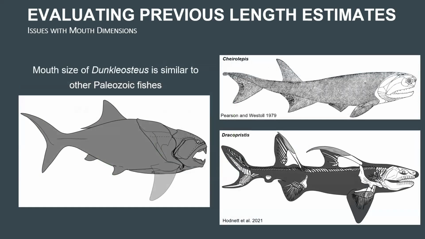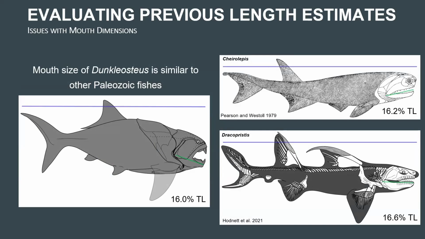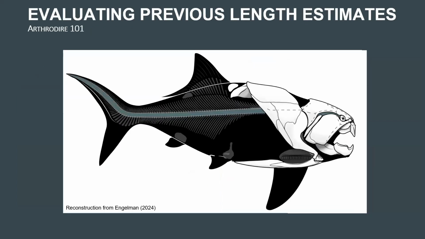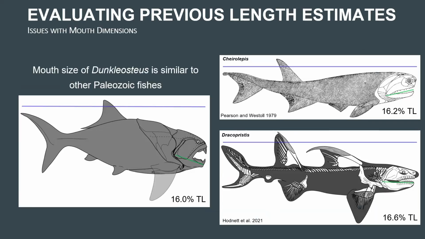However, the mouth size of Dunkleosteus, and I'm kind of skipping ahead just for one second here, relative to some of these later things that you're going to see, actually isn't that much different from other Paleozoic fishes. It's about 16% of estimated total length in very large specimens. And this is very similar to something like Chirolepis, an early bony fish, or Dracopristis, an early shark. So it's not that unusual in context. A lot of these Paleozoic fishes just have much, much bigger mouths than anything swimming around the oceans today. Not complete outliers, but consistently you see larger mouths in these Paleozoic forms.